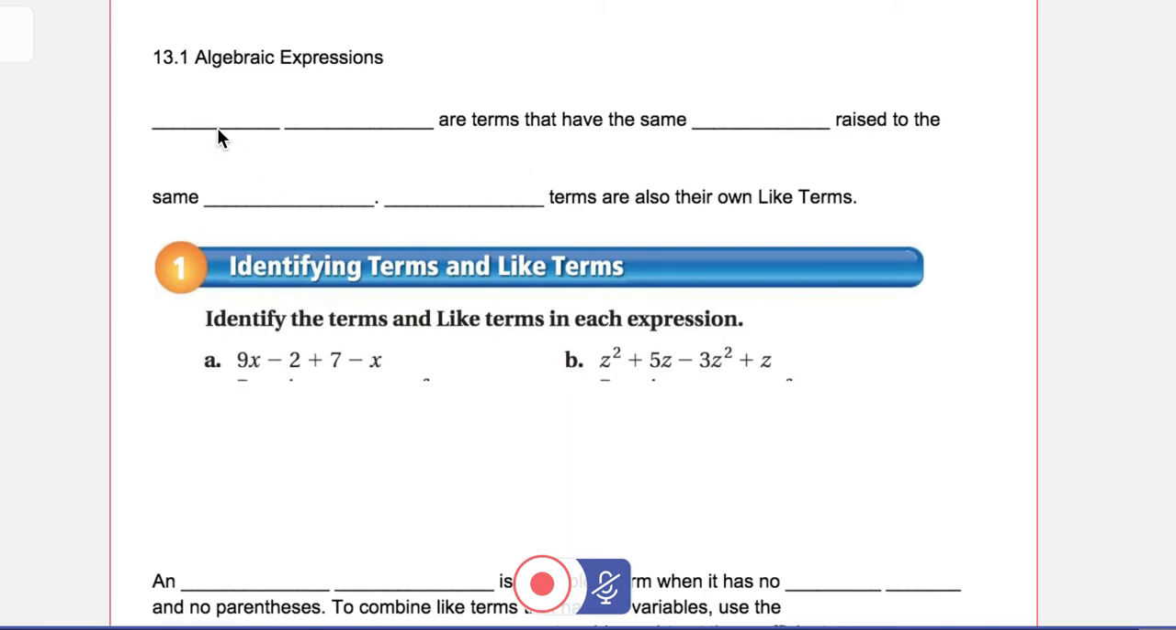So if I start here, and if you're following along with the notes, which you should be, we're talking about like terms. And again, bear with me as my handwriting might not be the best on here. Like terms, remember, are terms that have the same what? The same variables. Remember, variables are just letters that represent unknowns. So like terms are terms that have the same variables raised to the same, try to think if you can remember, the same exponents.